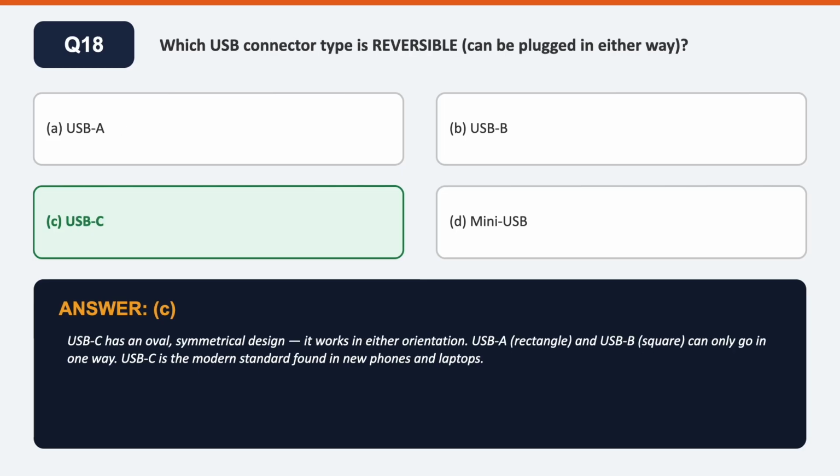Question number 18. Which USB connector is reversible? A. USB A, B. USB B, C. USB C, D. Mini USB. Answer C. USB C is oval and symmetrical. It can be plugged in either way.